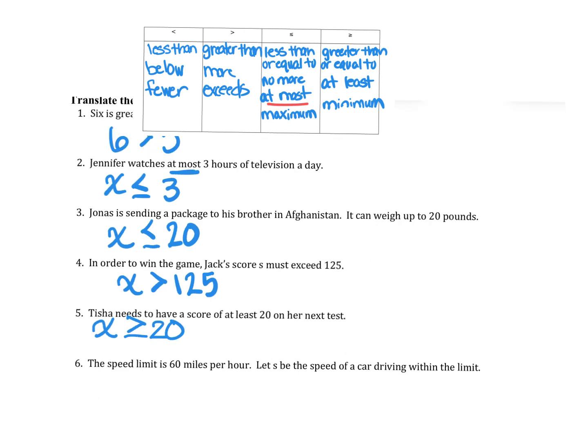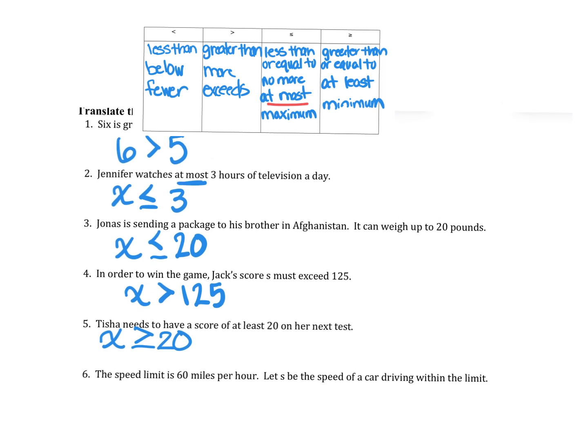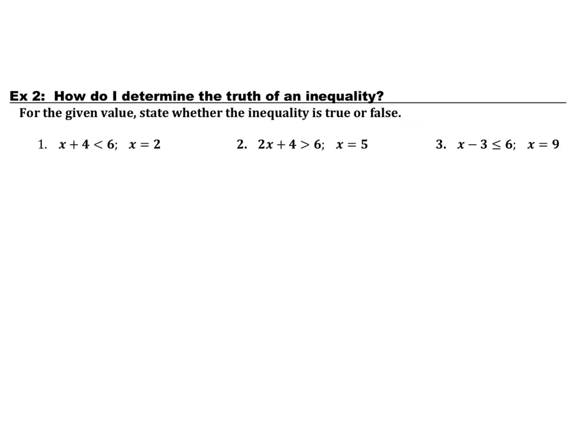And for number 6, it says the speed limit is 60 miles per hour. Let the speed of the car be within the limit. So we've got our x is going to be our speed. And if the fastest you can go is 60 miles per hour, you can go 60 miles per hour, but you can't go more than that. So it would have to be a less than or equal to.